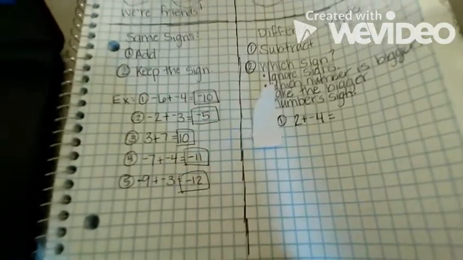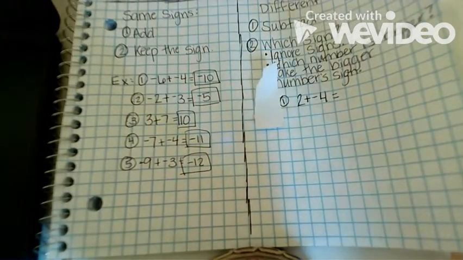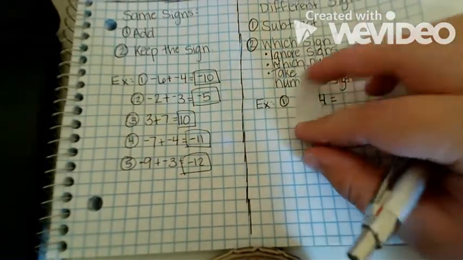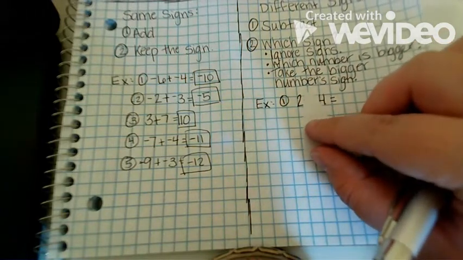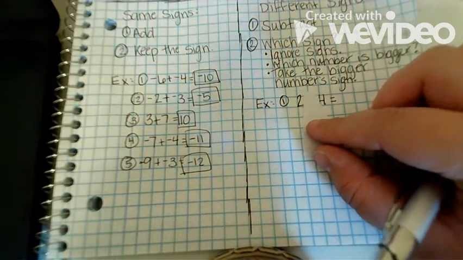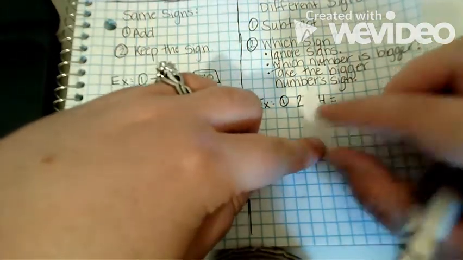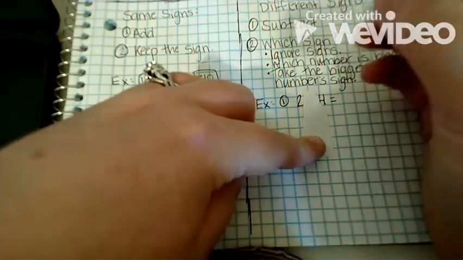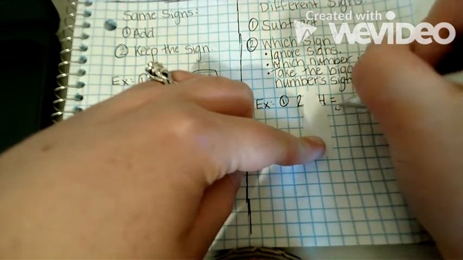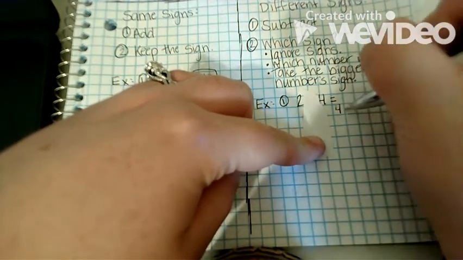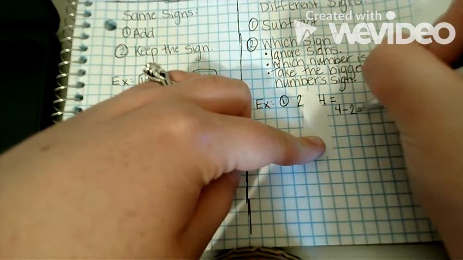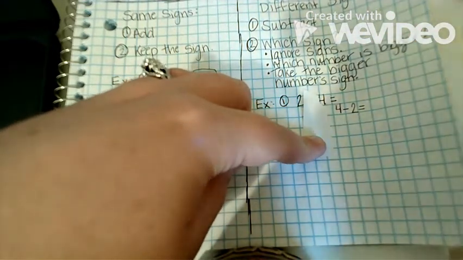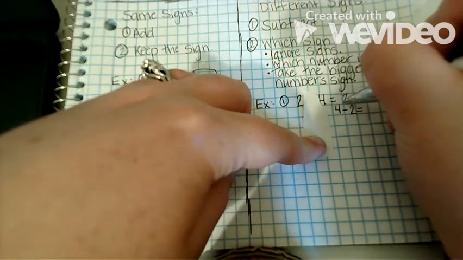I'm having technical difficulties here, guys. We are going to ignore this plus sign in the middle and that negative. So I have 2 and I have 4. To subtract that, I'm going to take that bigger number 4 and then subtract the smaller number 2. 4 minus 2. And 4 minus 2 is 2. I'm going to write that up here.